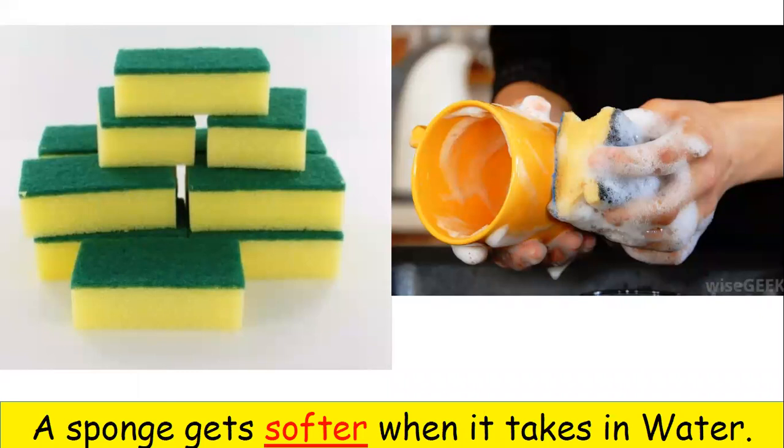A sponge gets softer when it takes in water. So a dry sponge is pretty hard and rough. But when we soak it in water and soap, it gets softer and it gets heavier. Did you see how the sponge changed?